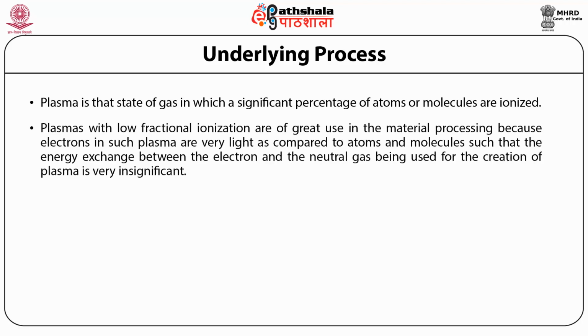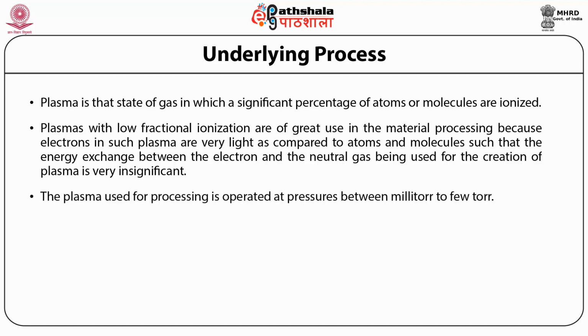Plasmas with low fractional ionization are of great use in material processing because electrons in such plasma are very light as compared to atoms and molecules, such that the energy exchange between the electron and the neutral gas being used for the creation of plasma is very insignificant. The plasma used for processing is operated at pressures between millitorr to a few torr.